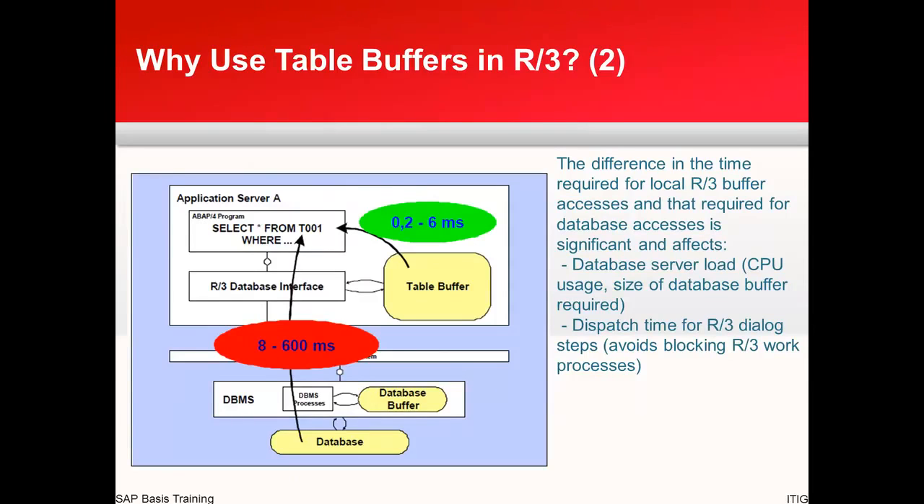Why do we use table buffers in R3? The difference in the time required for local R3 buffer access and that required for database access is significant and affects database server load and dispatch time for R3 dialog steps. In this slide, getting the data from the table buffer takes about 0.2 to 6 milliseconds, but going to the database to get those records takes about 8 to 600 milliseconds. You can see the drastic difference, and that is the key reason why we use table buffers in R3.